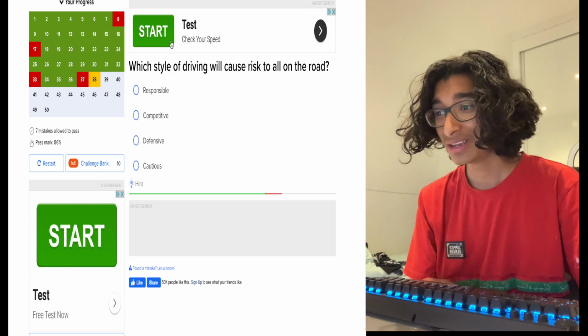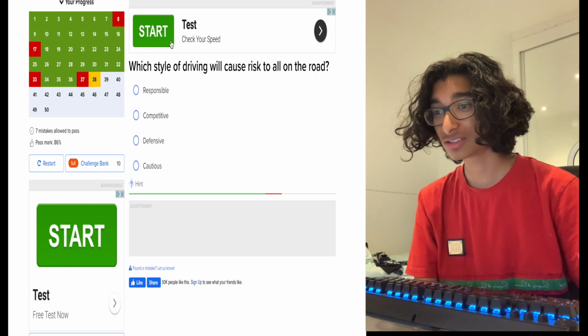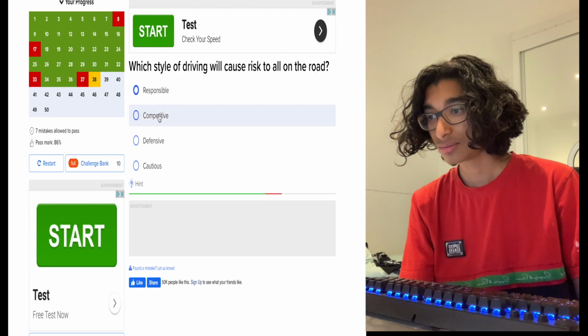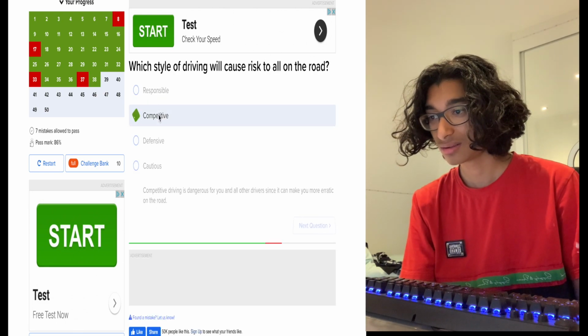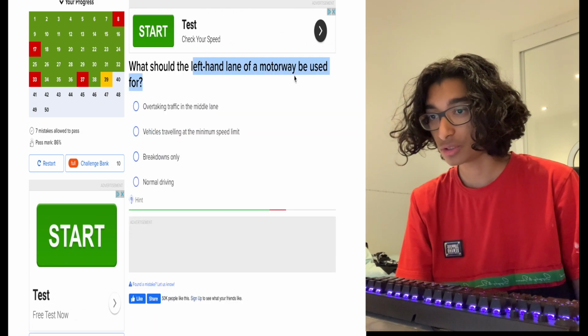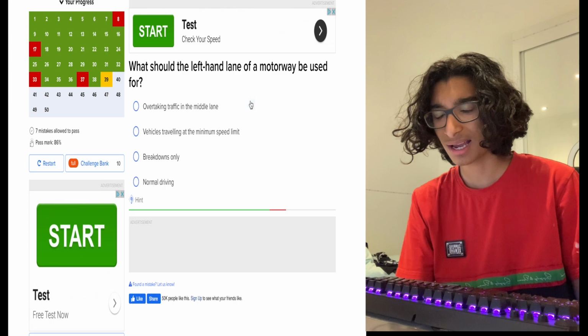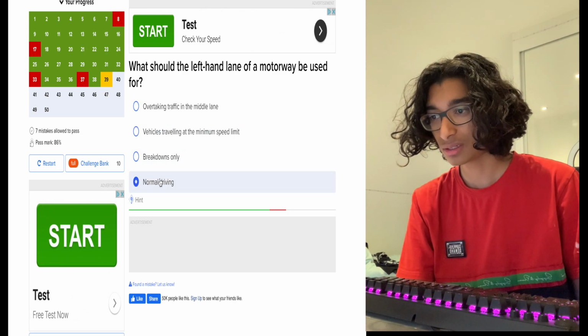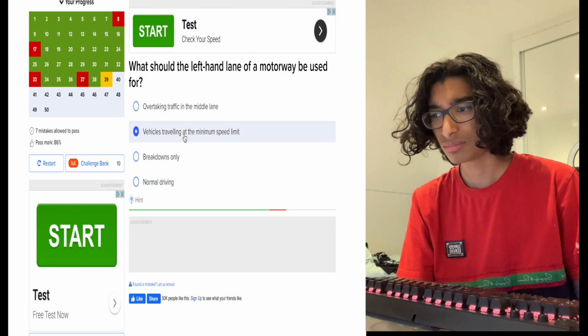Oh no. Which style of driving will cause risk to all on the road? Well, it's competitive, isn't it? Yeah. What should the left-hand lane on the motorway be used for? Isn't right hand for, like, speed? Left hand is for normal driving? Or minimum? Oh.